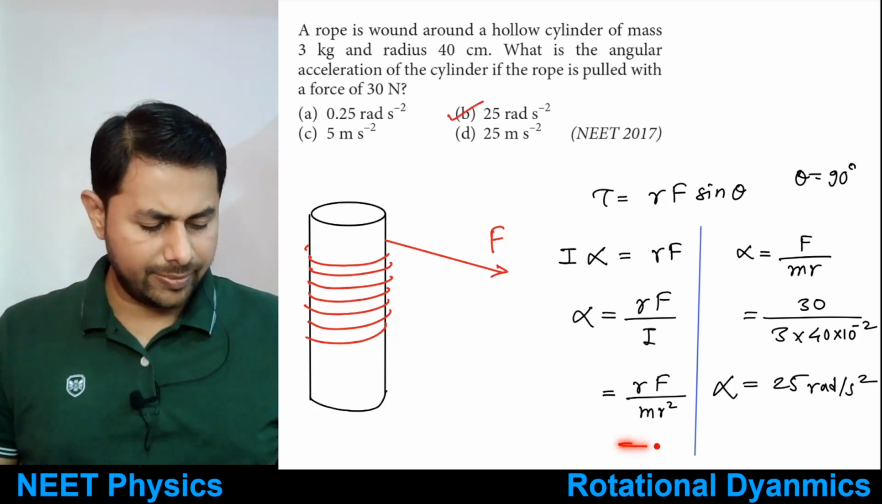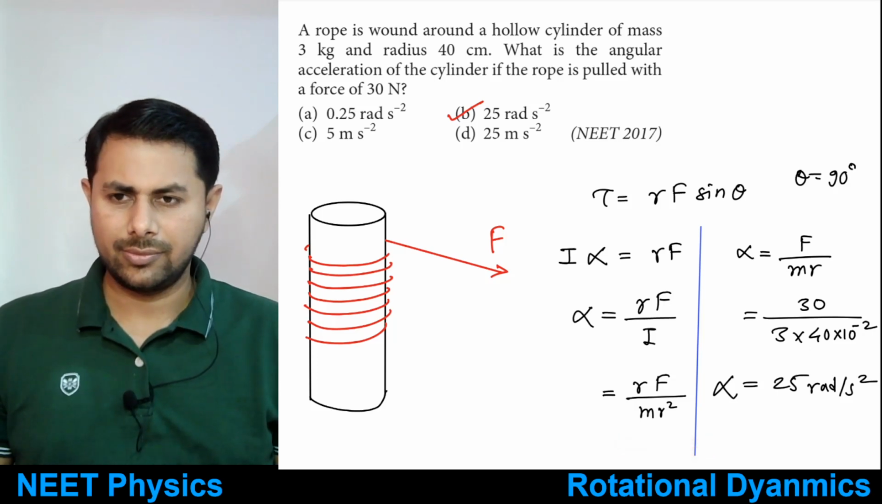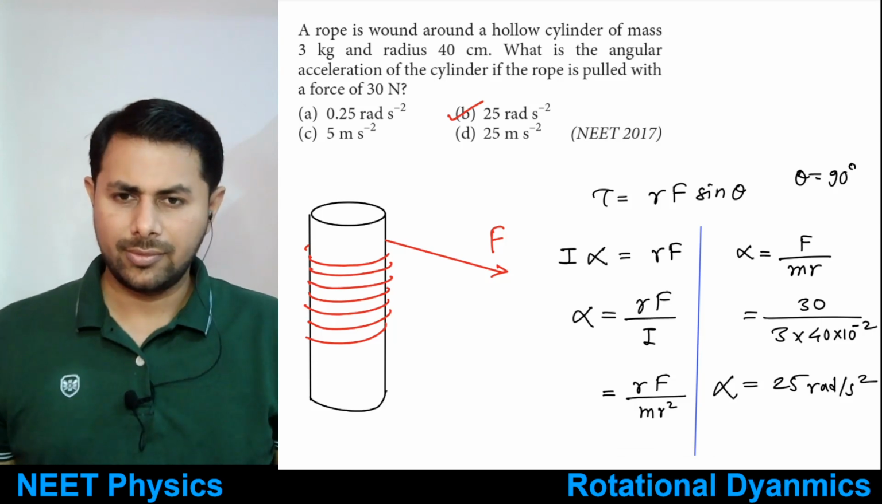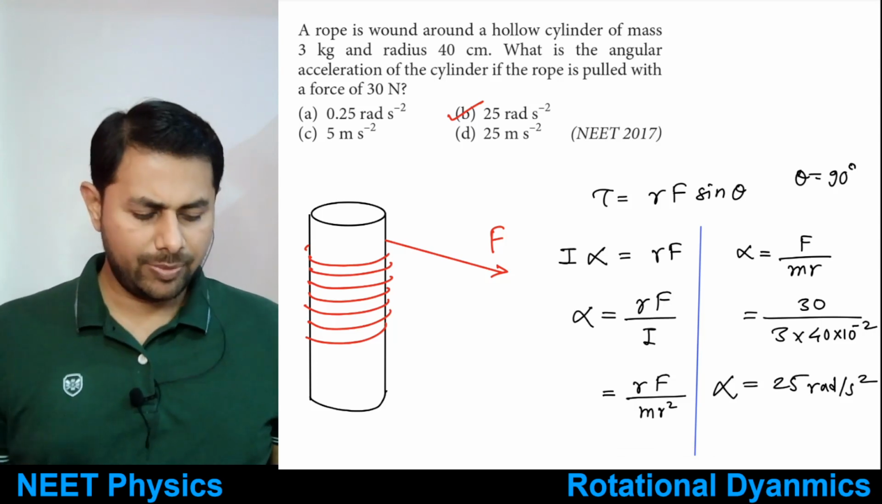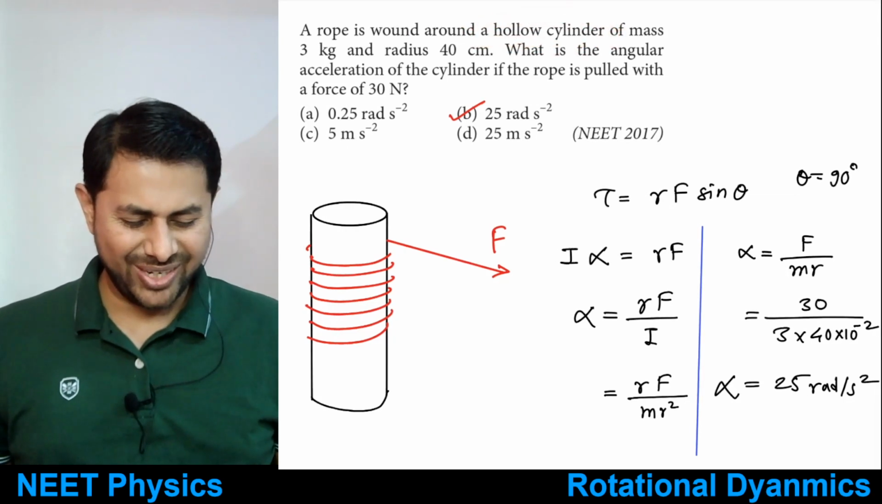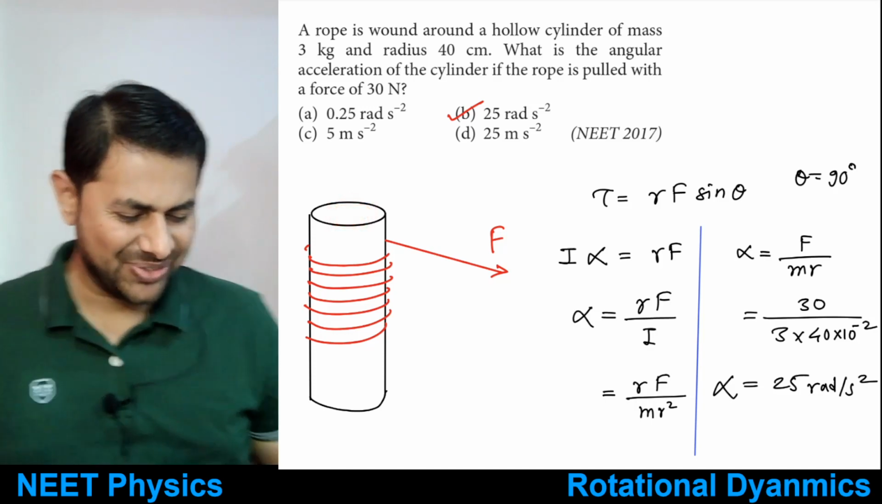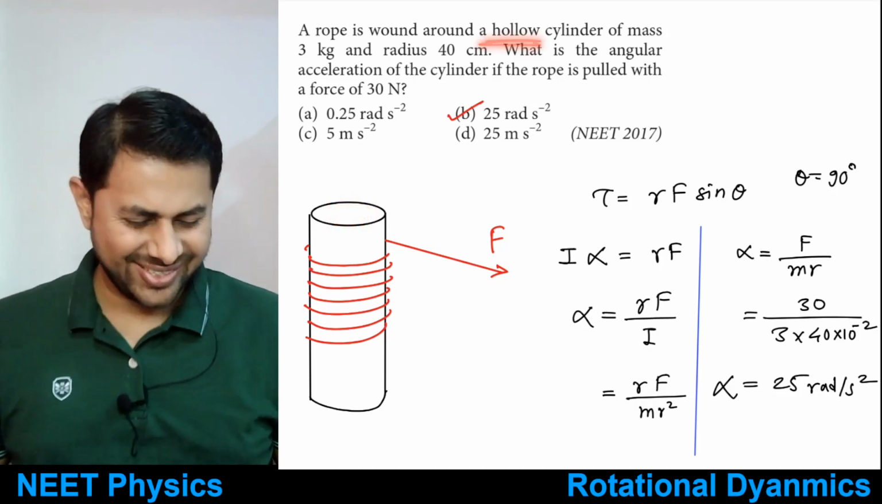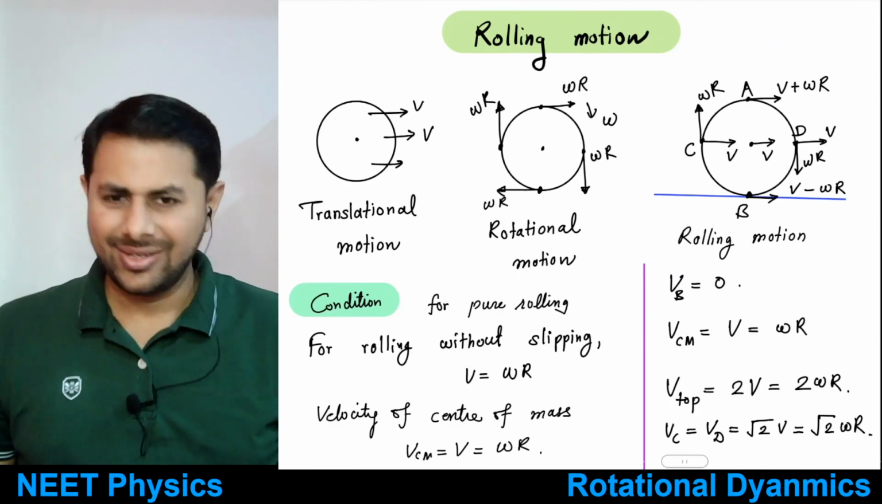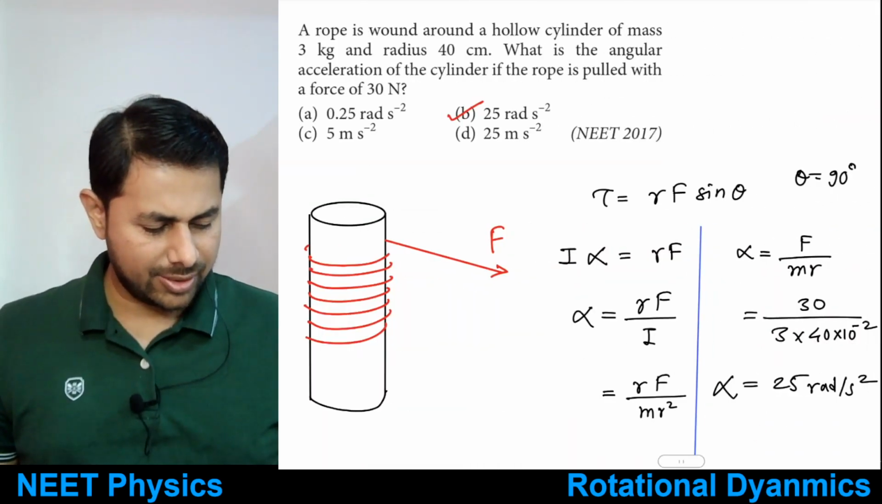Okay, this thing is clear, everyone? A simple question, but we need to read it carefully, right? I thought it's a cylinder, m r square by 2, but it is a hollow cylinder. All right. Rolling motion and all, we'll see tomorrow. We'll stop here.